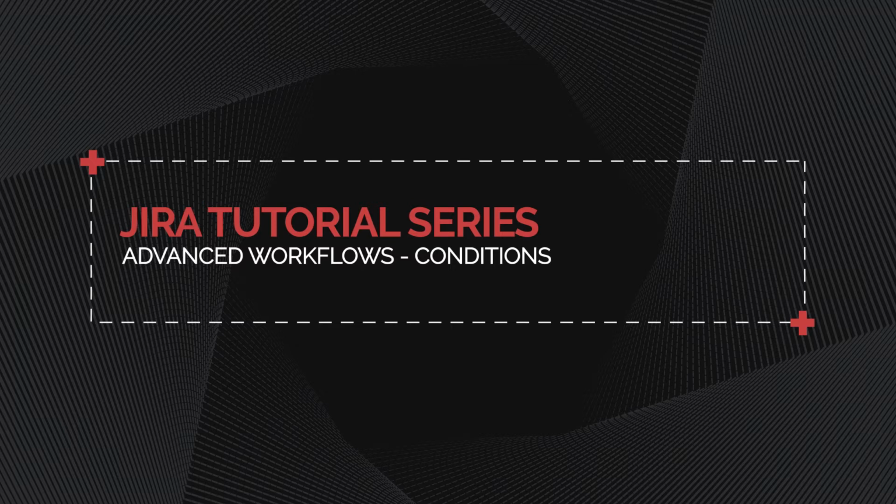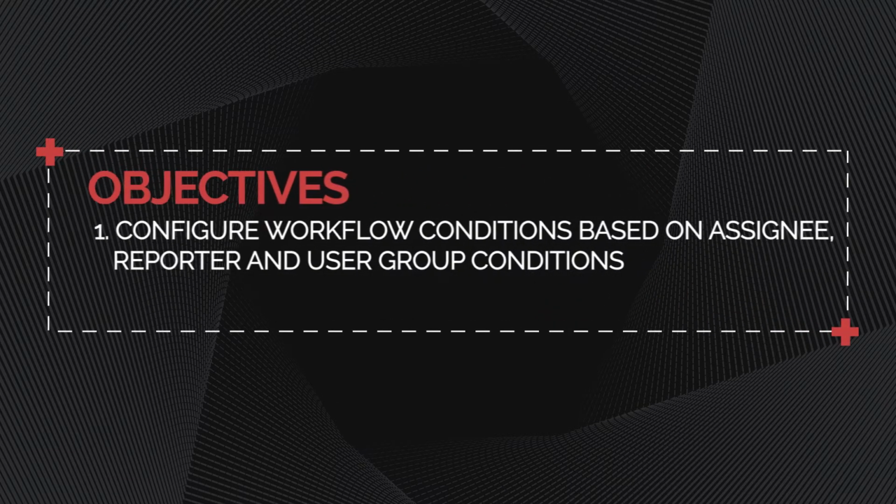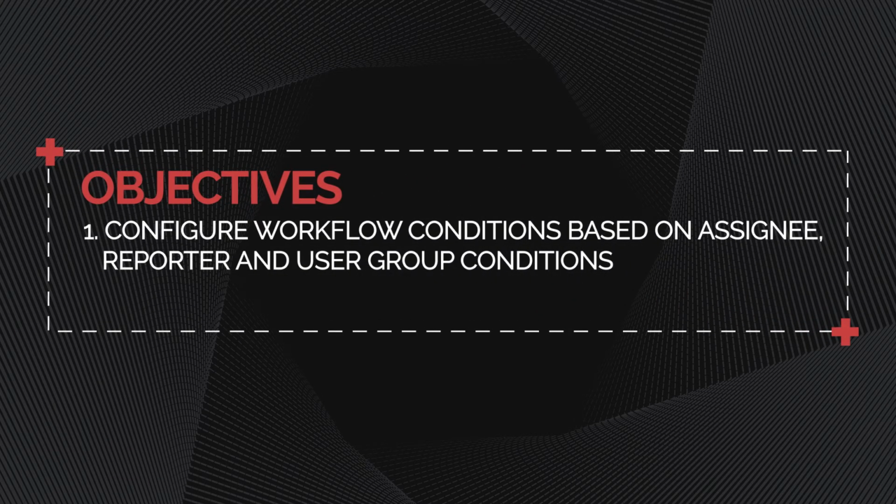My name is Courtney, and today we will be going over conditions in the advanced workflows. Conditions in a workflow verify that a predefined criteria has been met. If it hasn't, the transition button will not appear. Today's objectives will be to configure workflow conditions based on Assignee, reporter, and user group conditions.